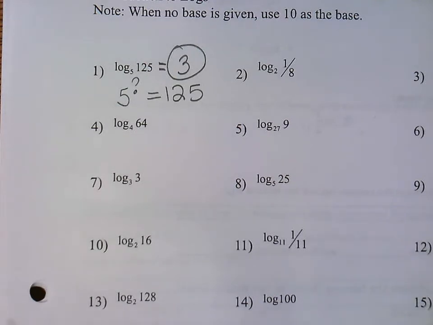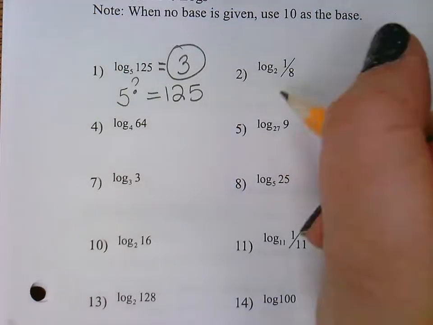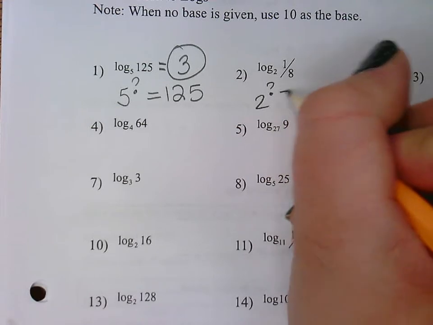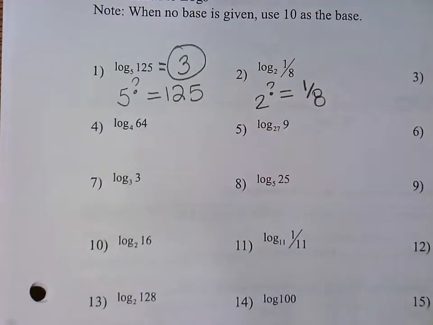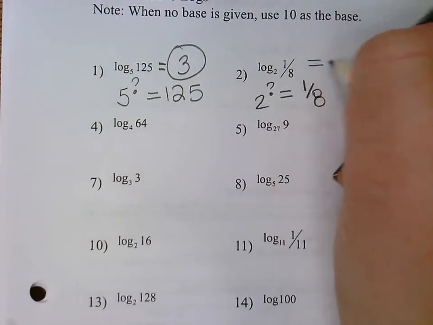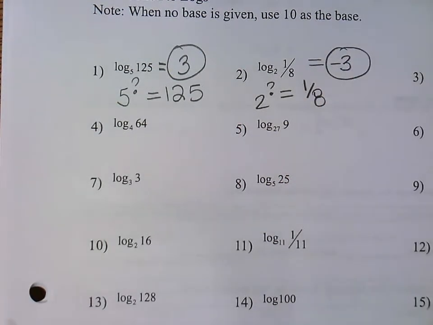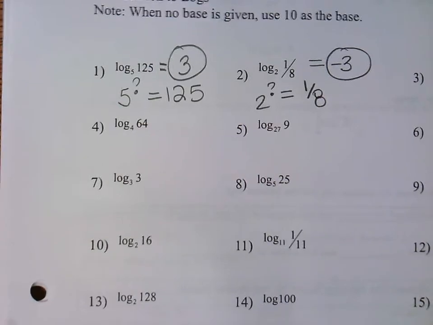Yep. So what about number 2? So 2 is asking you 2 to what power gives you 1/8. So how would you flip it over? All right, so it's -3 because 2 cubed is 8, and then the -3 would flip it over. Let's do 2 more together.